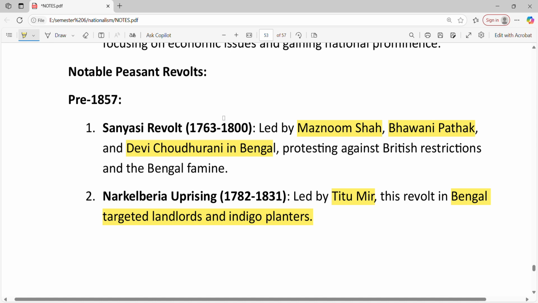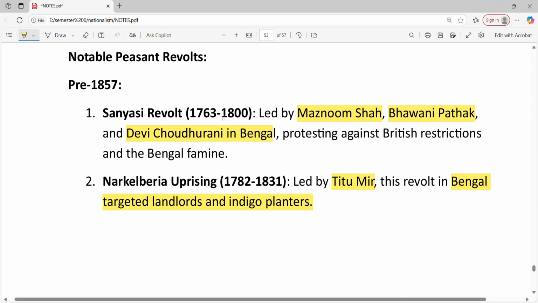It was protesting against British restrictions and also against the Bengal famine. For this, the sannyasis and fakirs joined together for the revolt. Fakirs are a group of wandering Muslim religious mendicants in Bengal. Anandamath, the novel of Bankim Chandra Chatterjee, is based on the Sannyasi revolt. Okay, so how did they do it? What they did was attack the English factories. They seized the goods, cash, arms, and all the things of these English factories. Okay. Then the Narkelberia uprising, Pagal Panthi.